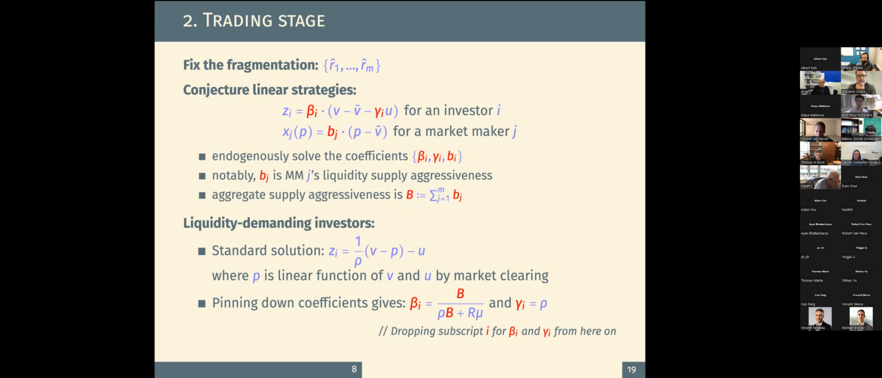And liquidity demand is relatively standard. It's a quadratic optimization problem. So you have a linear solution, just a linear combination of the V and U as we conjectured. You can substitute P into the equation because of the market clearing condition, and you can pin down the coefficients, right? So the liquidity demand aggressiveness, beta_I, is increasing in the liquidity supply B here. The larger the liquidity supply, the larger the liquidity demand as well. And gamma_I is basically determined by the quadratic inventory cost coefficient of the investors. We're going to drop the subscript I from here because they're homogeneous investors.